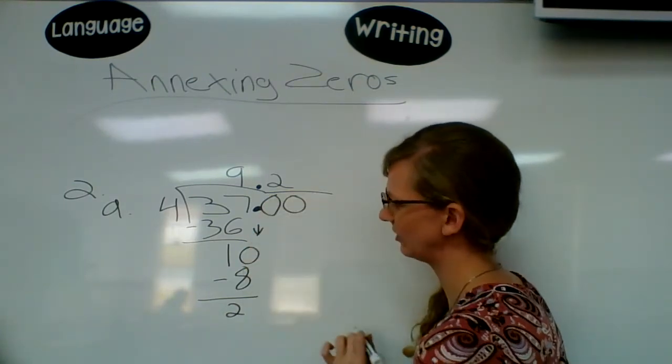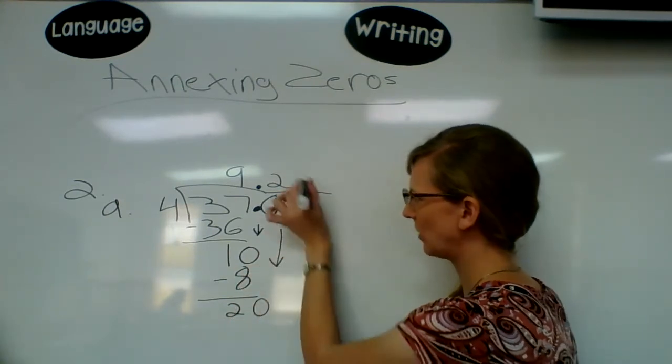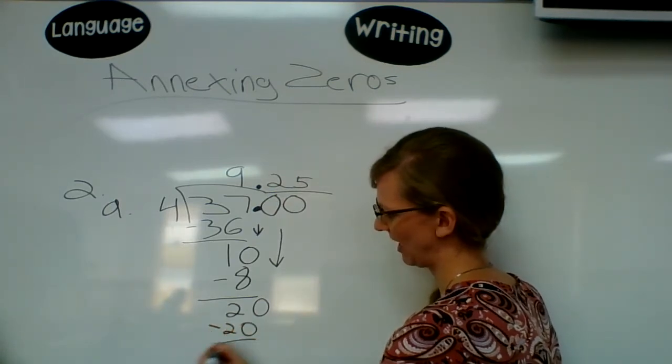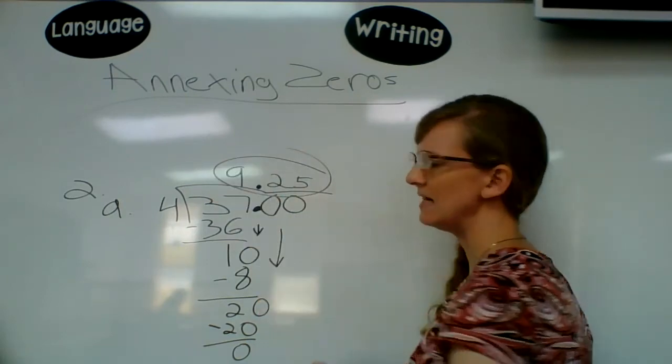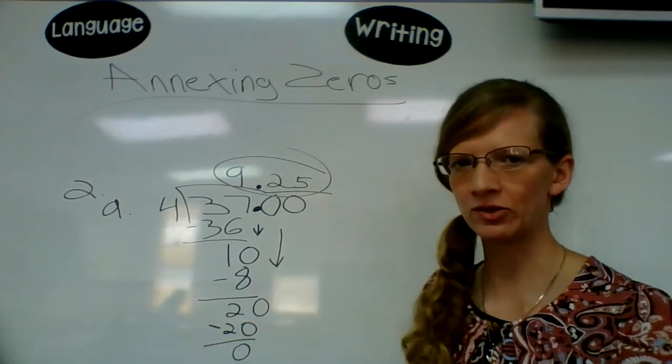I can annex another 0. I can bring that down. 4 goes into 20 5 times. 5 times 4 is 20. I have 0 left over now. So my answer is 9.25. And I went all the way until there was no remainder left.